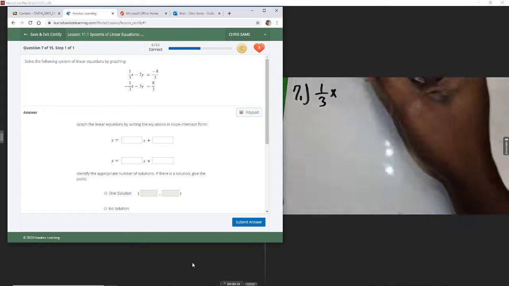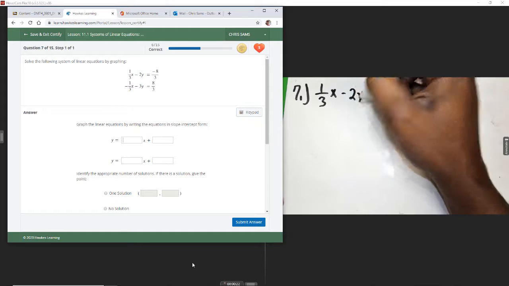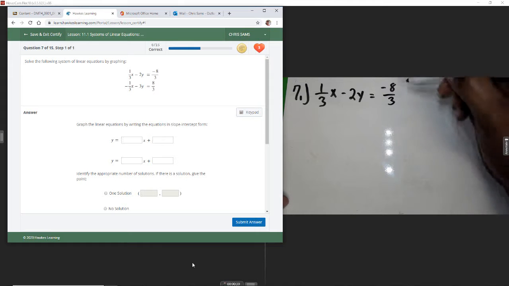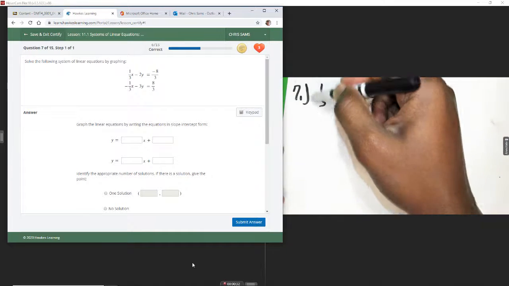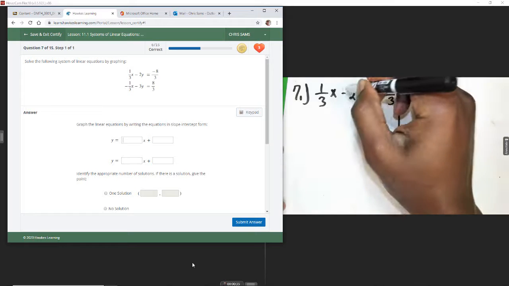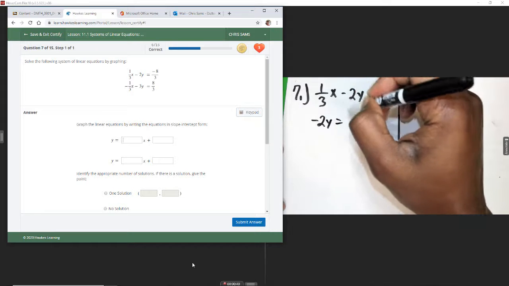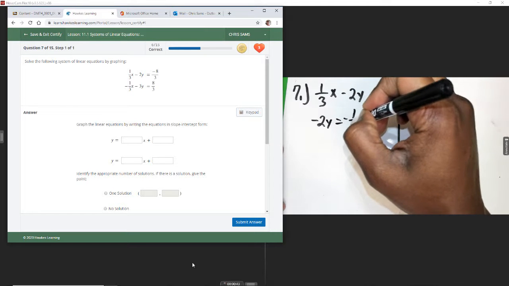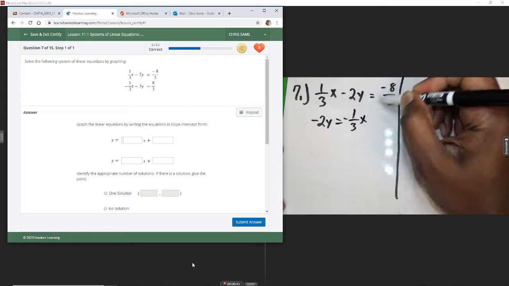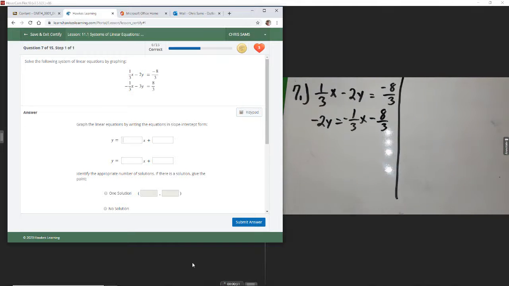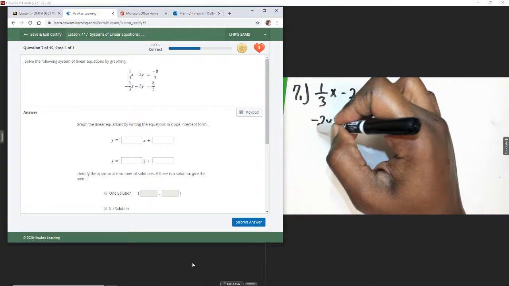1/3 x minus 2y equals -8/3. All right, I'm going to solve this one first. Again, I'm going to move the x to the other side and change the sign. So leaving my -2y here equals -1/3 x, and then minus, because that's -8/3. All right, and last thing I need to do is get rid of this -2 with the y. So we're going to divide by -2.